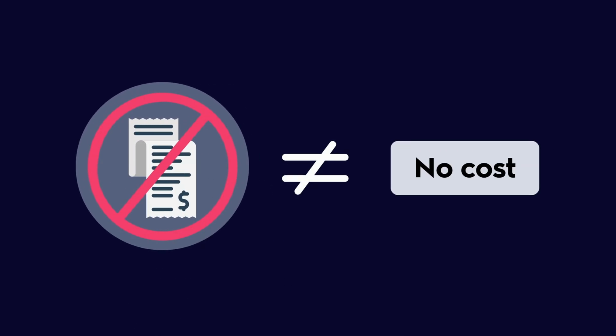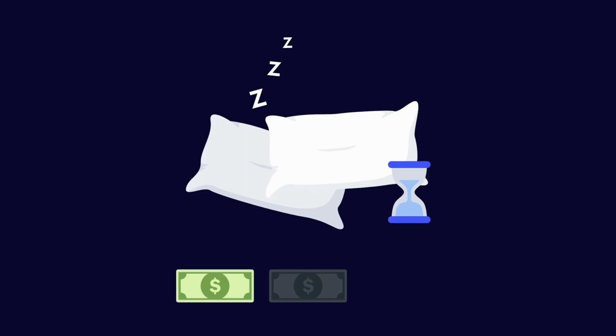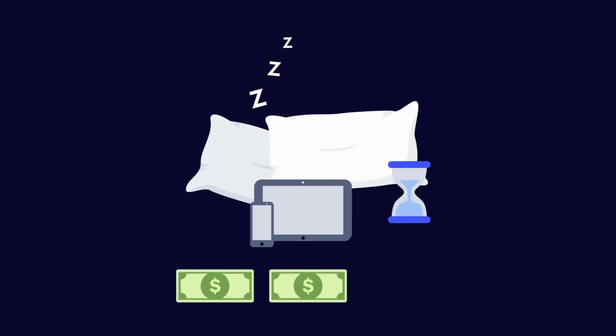We often think no receipt means no cost, but economists count the value of what you gave up, even naps, volunteer hours, or using your own equipment, because every choice has a cost. Let's break down what you really paid.